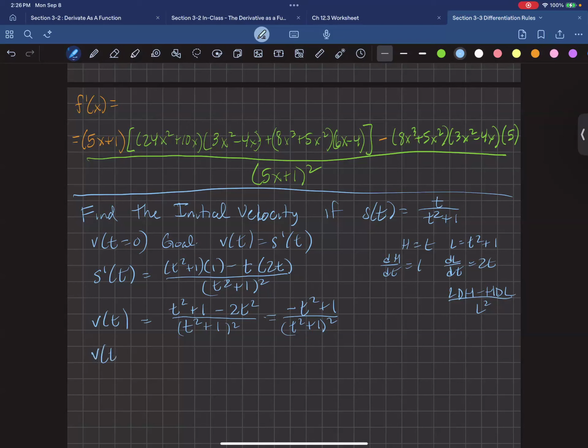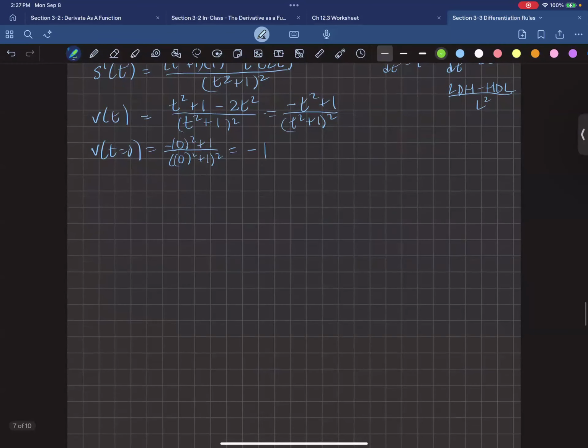But v at t equals 0, we can find just by plugging in 0. We've got negative 0 squared plus 1 over 0 squared plus 1 squared. We end up getting negative 1. That's interesting. All right.